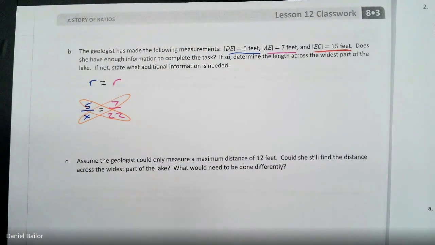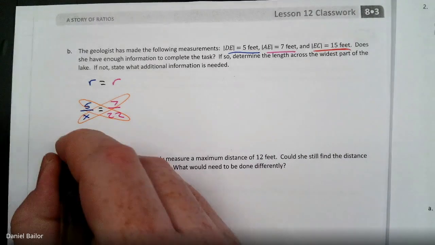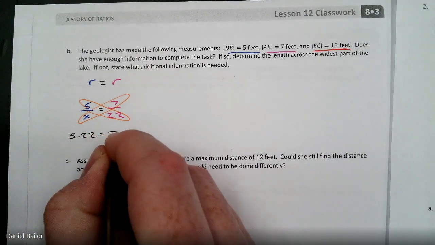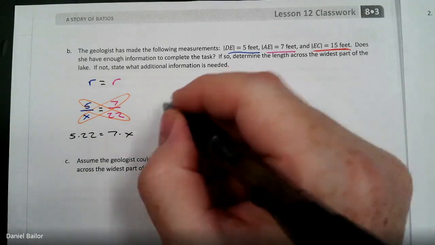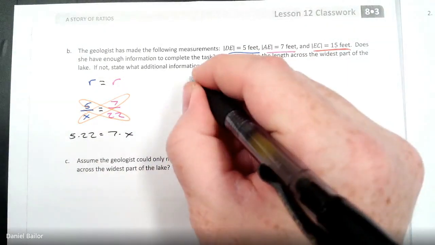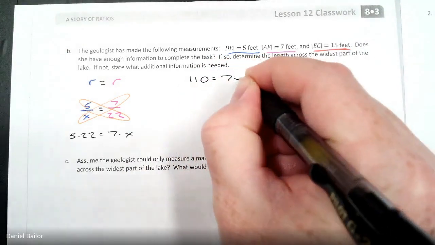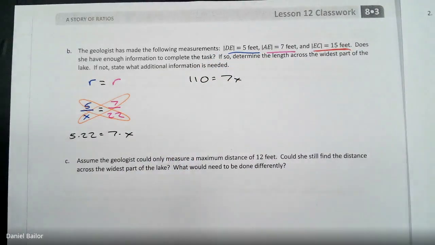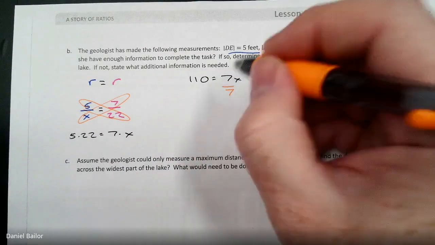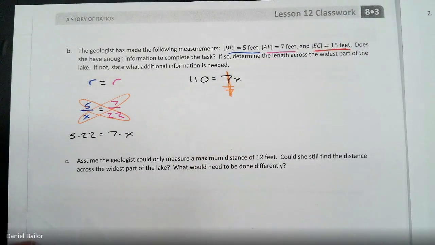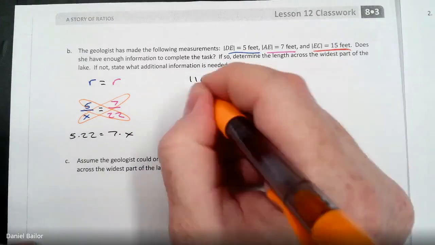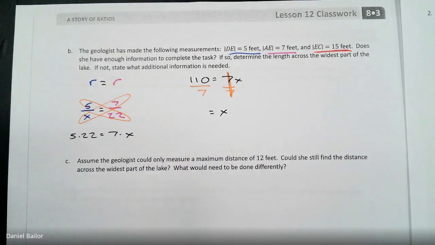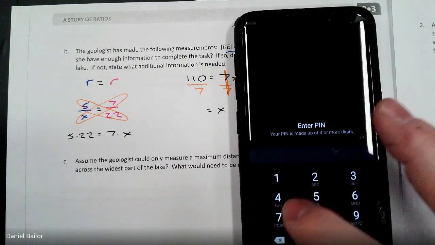We cross multiply. So what we do is we get 5 times 22 equals 7 times X. Now, let's finish our work up here. 5 times 22 is 110 equals 7 times x. So to solve this, we divide by 7 because 7 divided by 7 is 1. And that makes x by itself. I also have to do 110 divided by 7, which is probably going to be some kind of decimal answer.